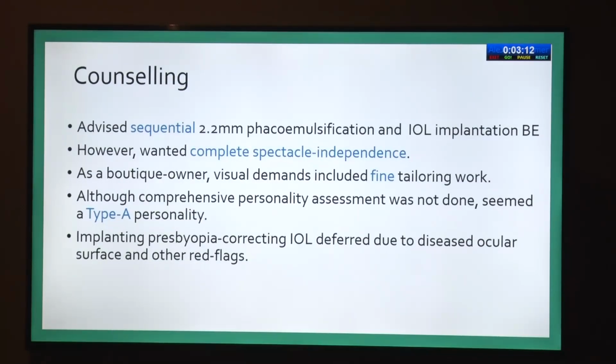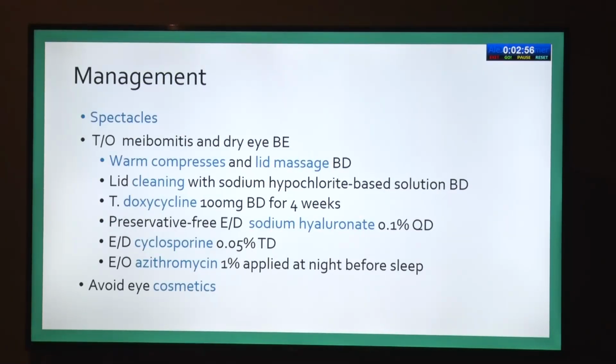So she was advised sequential phacoemulsification, but she demanded complete spectacle independence, and her occupation wanted fine tailoring work to be possible, and she was also so demanding and looked like a type A personality. So we tried to defer her implantation, gave her spectacles for the time being, and treated her meibomitis and dry eye with warm compresses, lid massage, cleaning, tablets, doxycycline, drops of sodium hyaluronate, cyclosporin and azithromycin, and told her to avoid eye cosmetics.